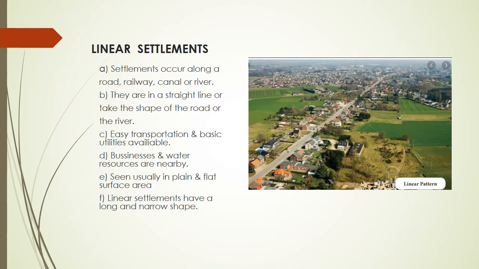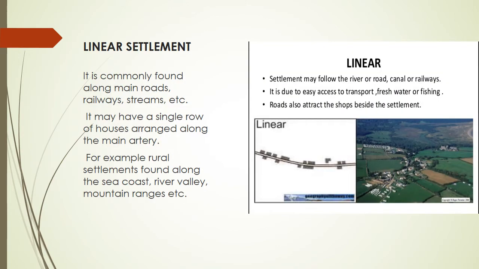So all the settlements which have a straight line and take the shape of a road or river are called linear settlements. Now this is very convenient, easy to transport, and basic available utilities can also be easily transported. Business and water resources are nearby, seen usually in plain and flat surface areas. Linear settlements have a long and narrow shape. So these types of settlements are in a straight line, long and narrow, and usually seen in plain, flat surface areas. Now, in the figure, you can see how the straight road is shown, and you have the houses beside the road.